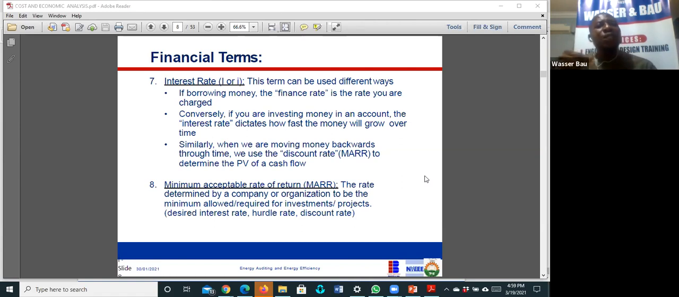They will tell you the minimum amount they will charge to be able to take care of the overhead, or probably, in quotes, take care of their greed. So that is called the minimum acceptable rate of return. So it's more like a personal thing.